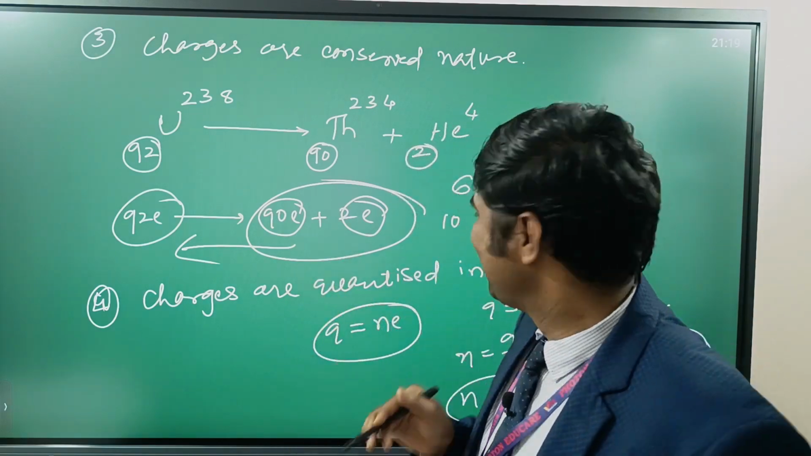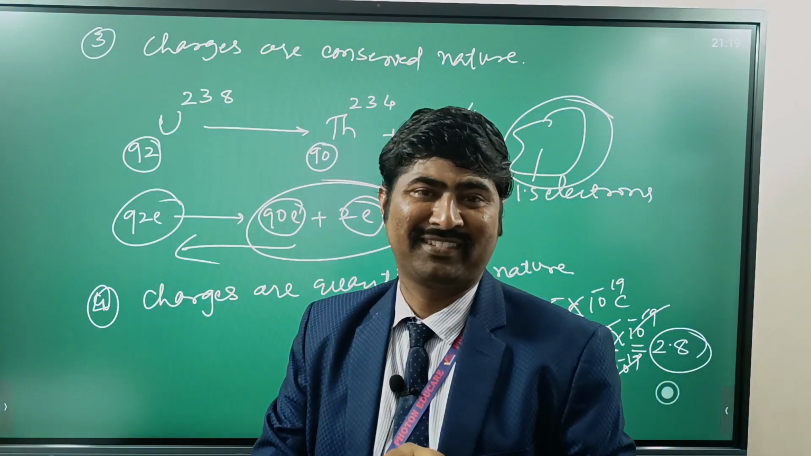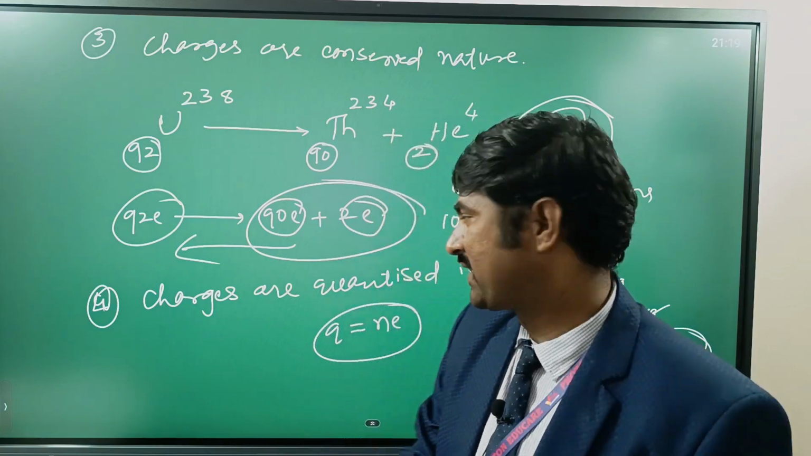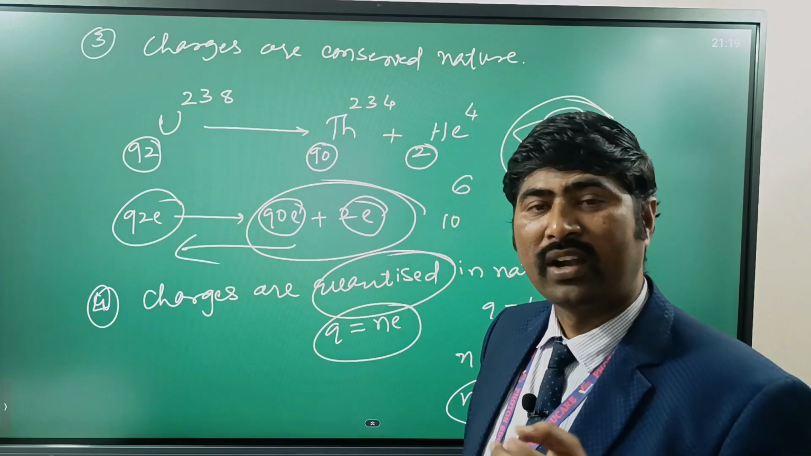So what do you say? You say that the body has a complete integral number of electrons. Are you clear? That means half an electron is not possible to exist. So that is why charges are quantized in nature.